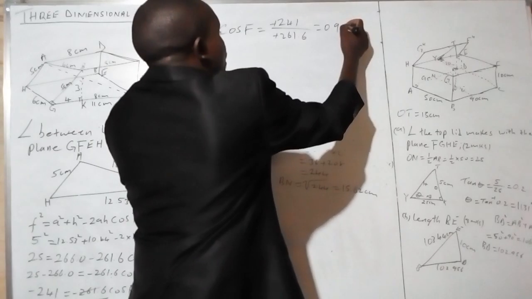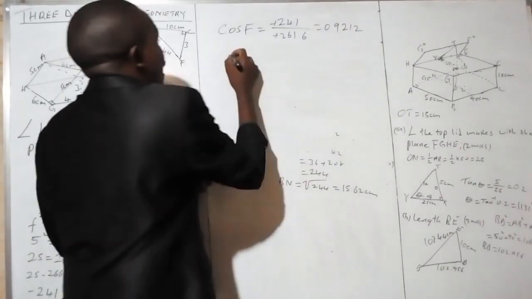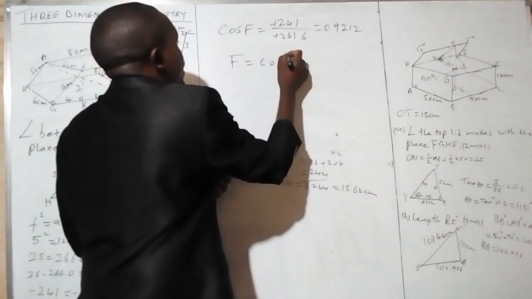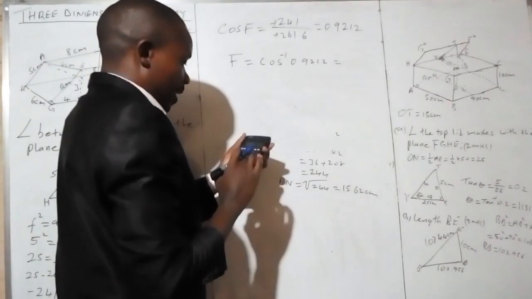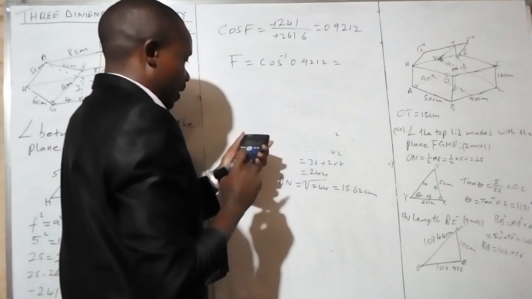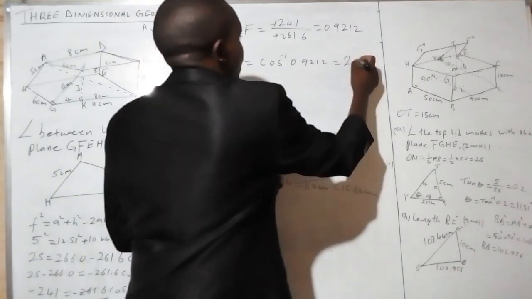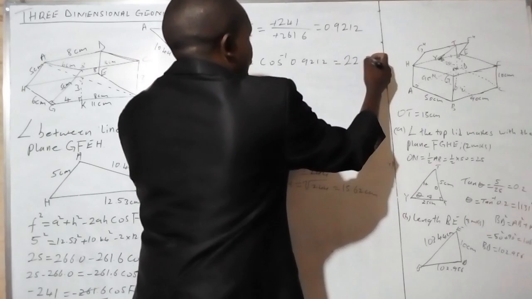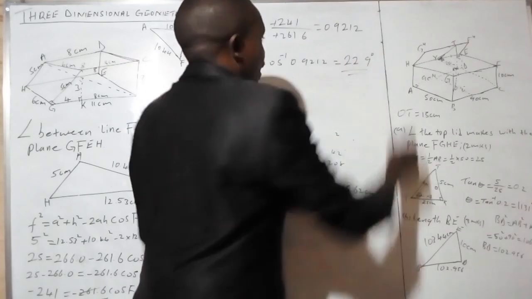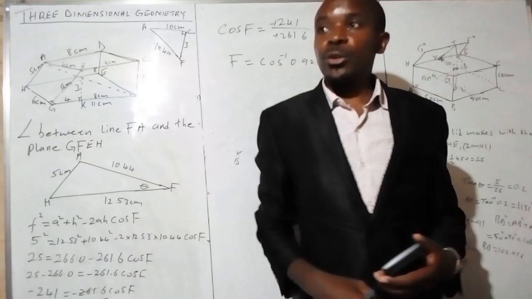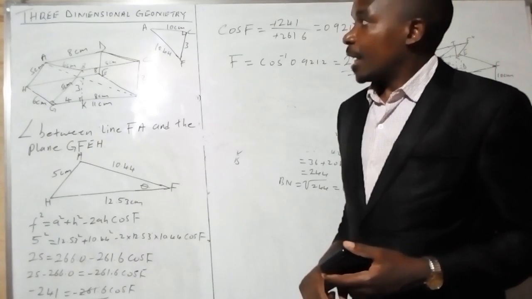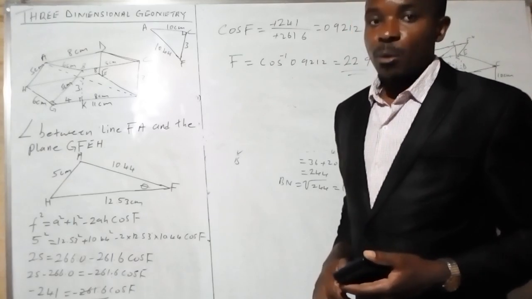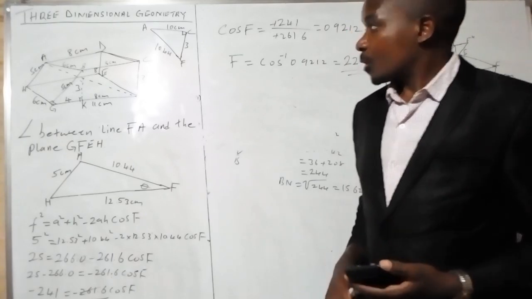We get 0.9212, and F will be inverse cos of 0.9212. Inverse cosine of the answer, and we get 22.9 degrees. So that's how you're supposed to handle 3-dimensional geometry. And this question carries a maximum of 10 marks. So it's as simple as that. So bye for now.